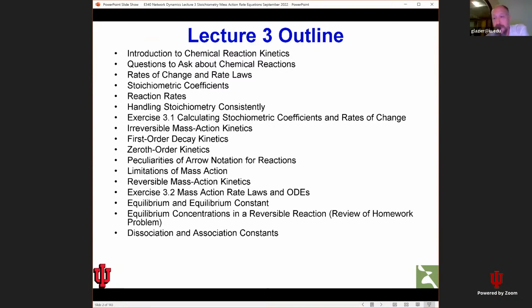Herbert is very interested in stoichiometry. Stoichiometry is quite important when we're dealing with metabolic reactions. It's not so important when you're dealing with signaling and gene regulatory network models. But we're going to cover that since it's something Herbert covers in some detail. And then we're going to talk a little bit about association, dissociation constants, equilibrium, and steady state.